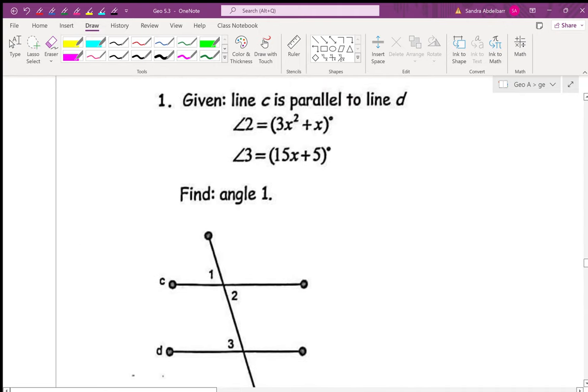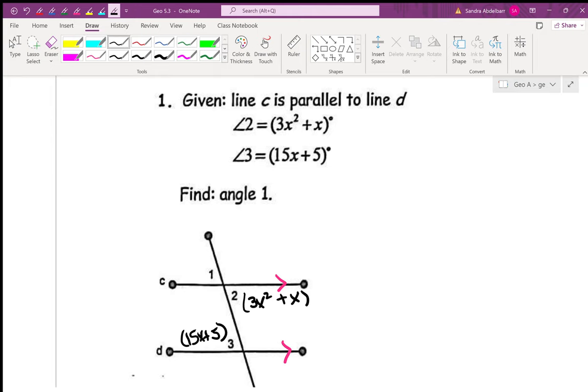So I'm telling you in the given information that line B is parallel to line D. Then I'm telling you that angle 2 is represented by 3x squared plus x, and angle 3 is represented by 15x plus 5. And I want to find angle 1.